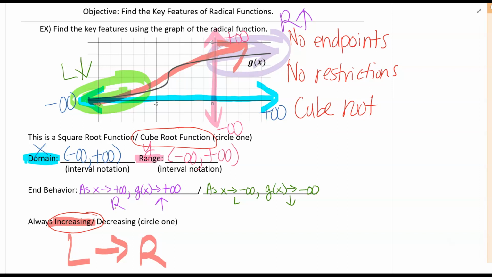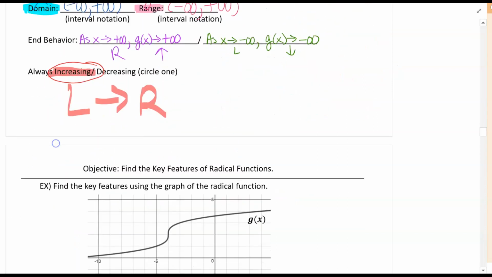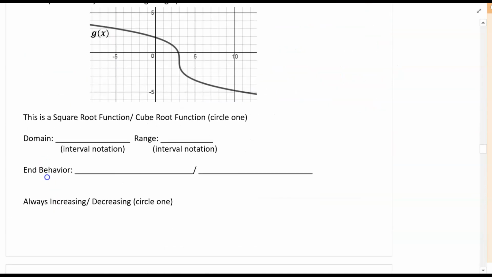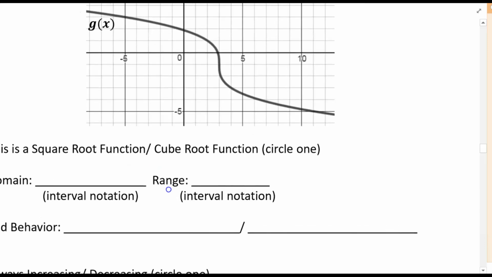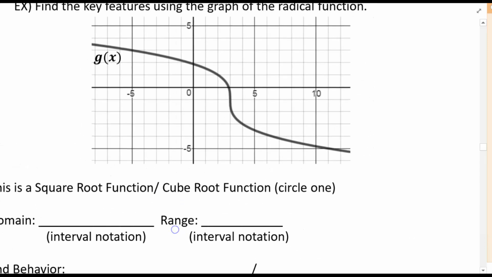Okay? So I'll say for your domain and range for the cube roots is always going to be the same no matter what the curve looks like, because there's no restrictions, it's all real values. So the domain and the range is always going to be negative infinity to positive infinity for the cube roots, okay? So if I look at this next example, is this a square root or a cube root function? Cube root. There's no endpoint, so it's a cube root.